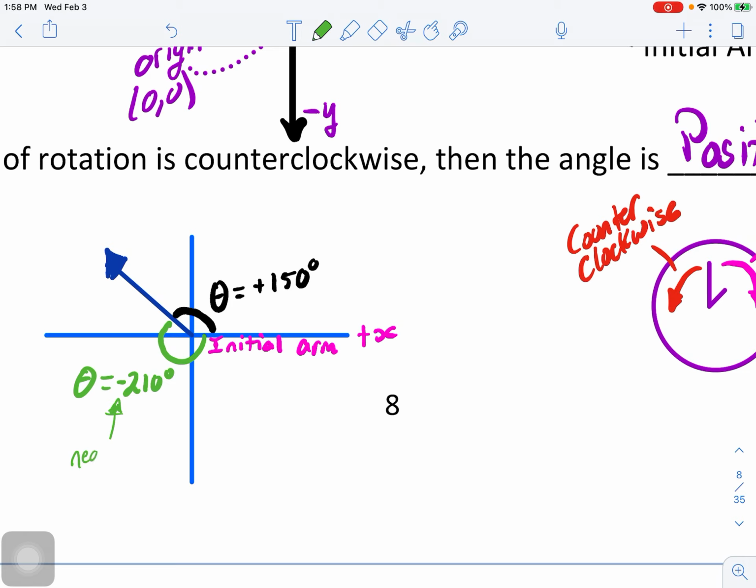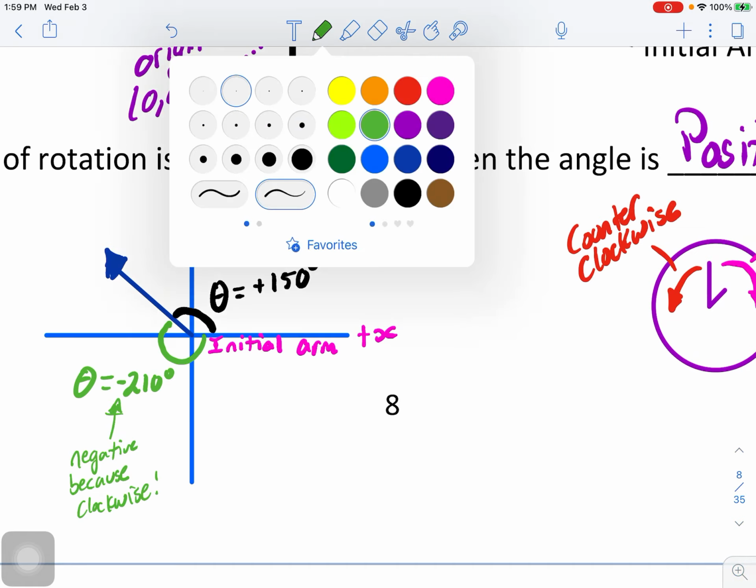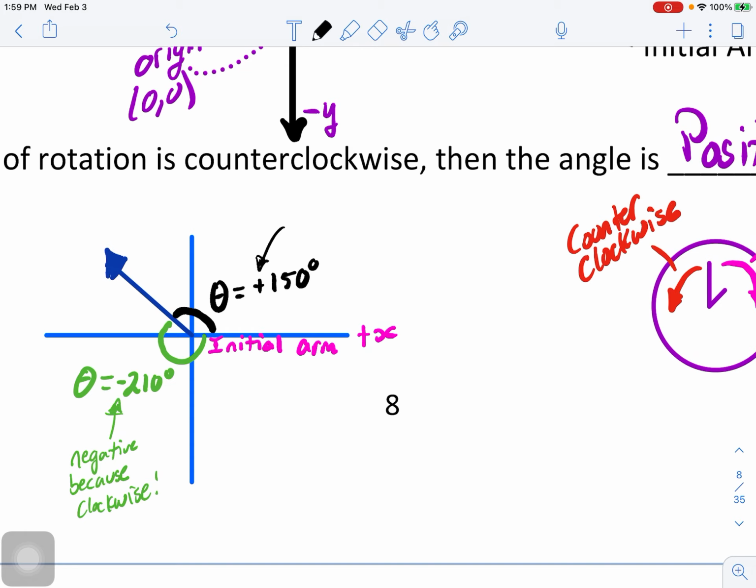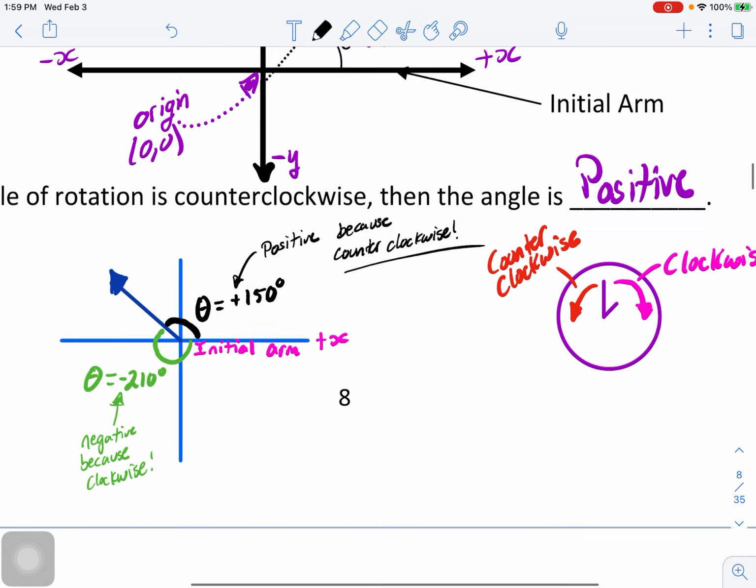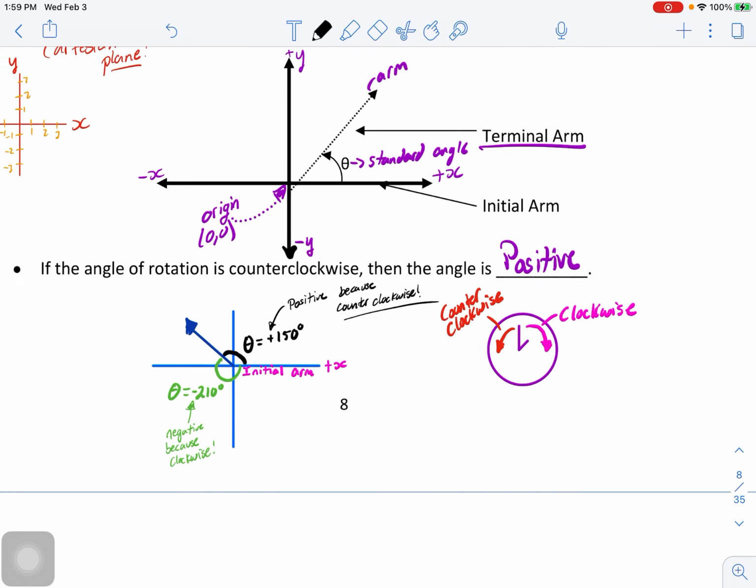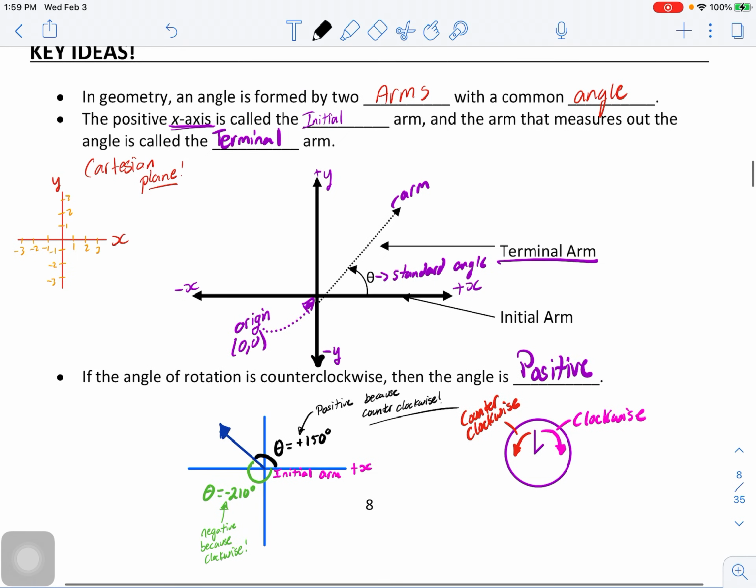So this is negative because clockwise. This is positive because counterclockwise. So a few things to note there. Before we move forward, pause, read over these examples, and get familiar with them, because moving forward, you need to know all of these terminologies to do well.